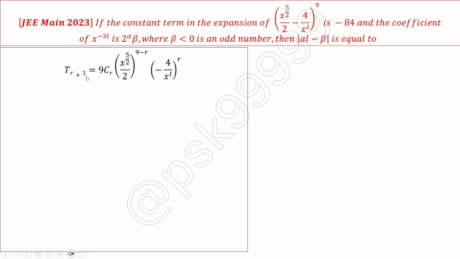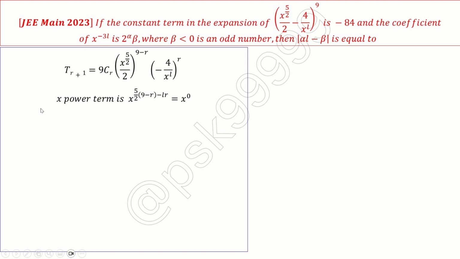This is my common term. T(R+1) is 9CR, x to the power of 5 by 2 divided by 2 whole to the power of 9 minus R, into minus 4 by x to the power of L whole to the power of R. Now, what are my x terms here? Because to find the constant term, I should equate the x power to 0, correct? So the x power is x to the power of 5 by 2 (9 minus R) minus LR, which is x to the power of 0.